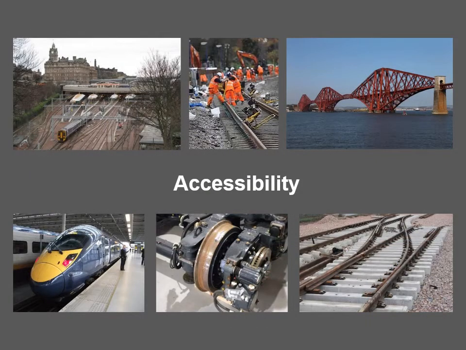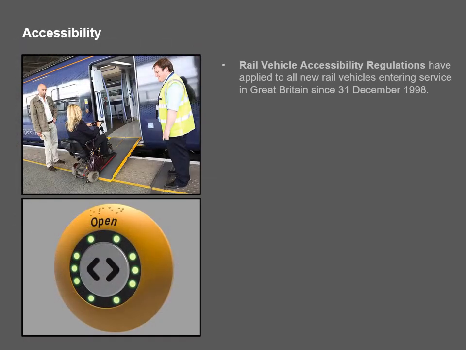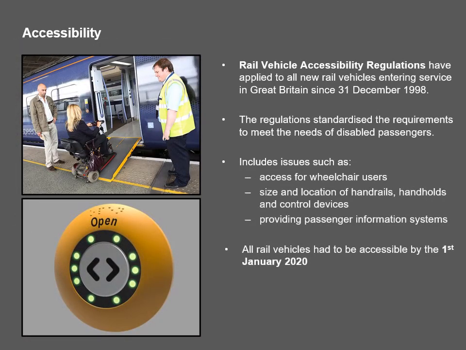I'm now going to look at the subject of accessibility in railway passenger stock. The rail vehicle accessibility regulations have applied to all new rail vehicles entering service since 1998. What the regulations did was standardise the requirements to meet the needs of disabled passengers. And this included issues such as access for wheelchair users, the size and location of handrails, handholds and control devices, and providing passenger information systems. All rail vehicles had to be accessible by no later than the 1st of January 2020.